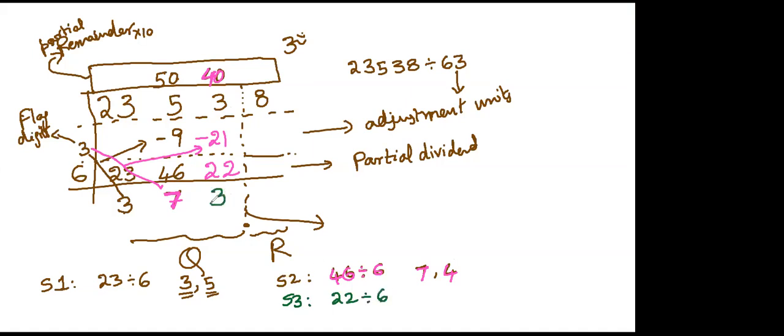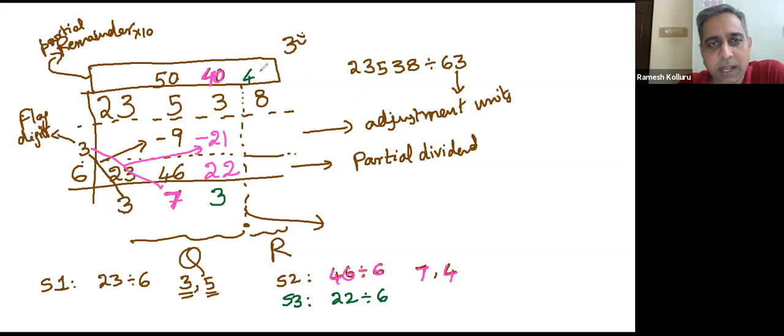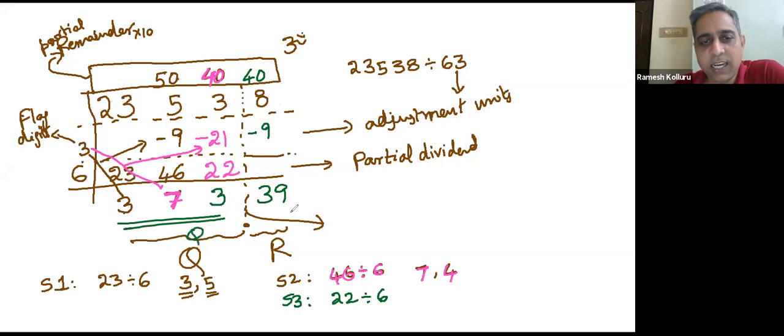So 6 threes are 18, 4 remains, passed as 40, and 3 threes are 9, again adjusted. So 48 minus 9 is 39. So this is the final, this is my quotient and this is my remainder. I hope everyone is clear with this. So we'll move on to the next step.